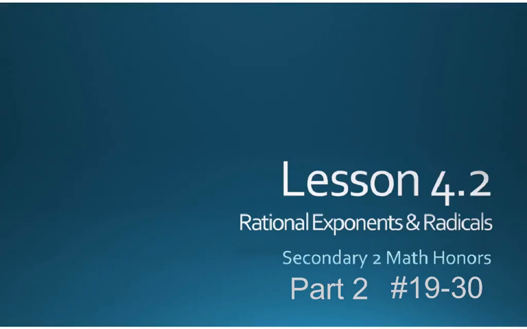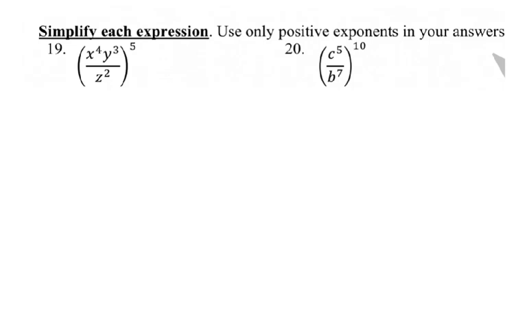This is lesson 4.2, part 2. Okay, we're now going to use what we've just talked about with properties of exponents and the rules that we've talked about to simplify expressions. We're going to use only positive exponents in our answers, so that means your answer is not going to have anything negative, but we're going to use the rules that we just found.